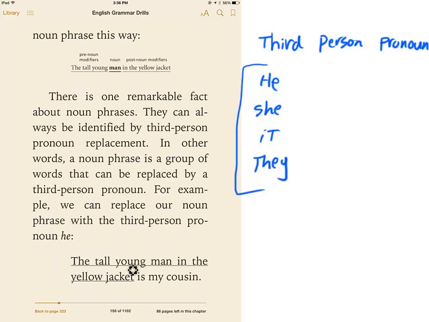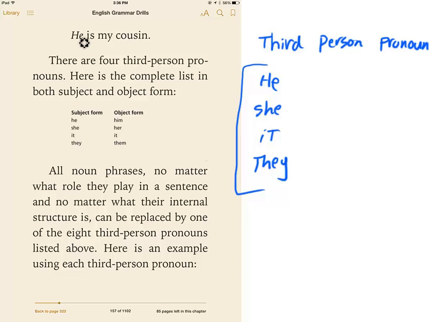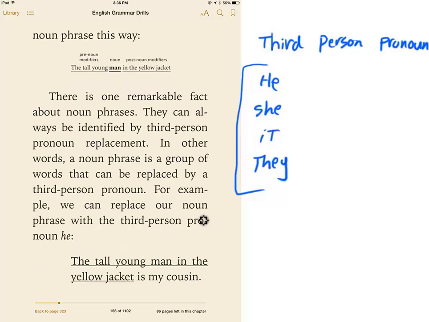We can see here, the tall young man in the yellow jacket is my cousin. If that's the noun phrase, we can see that because when we replace it, we get "He is my cousin." When we replace this, man means that we have to have "he" here, and all this stuff disappears. We can't say "the tall young he in the yellow jacket," can we? We can't say "he in the yellow jacket is my cousin." No, we have to say "the tall young man in the yellow jacket is my cousin," or "he is my cousin." So we're going to get rid of all the noun modifiers.